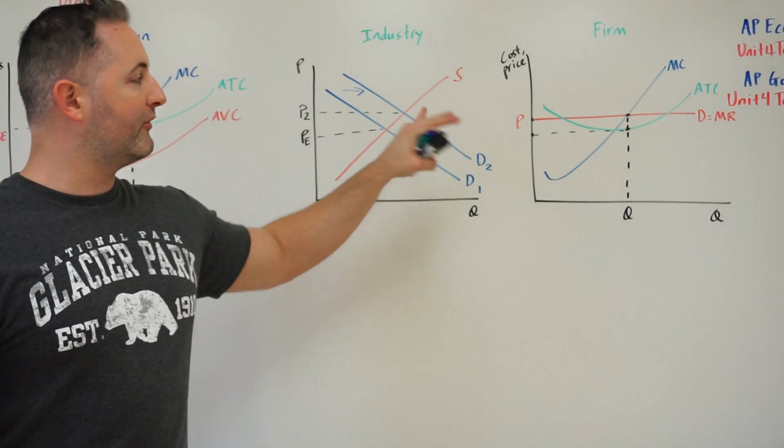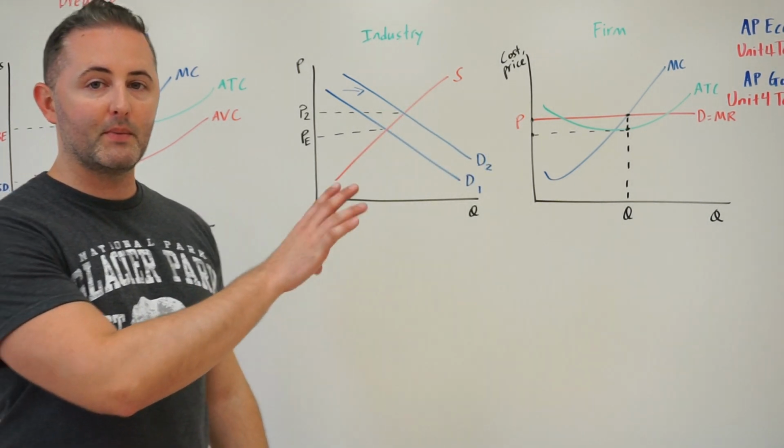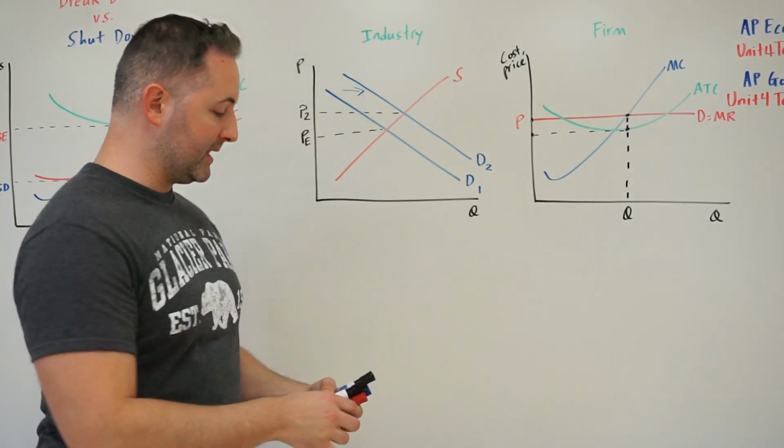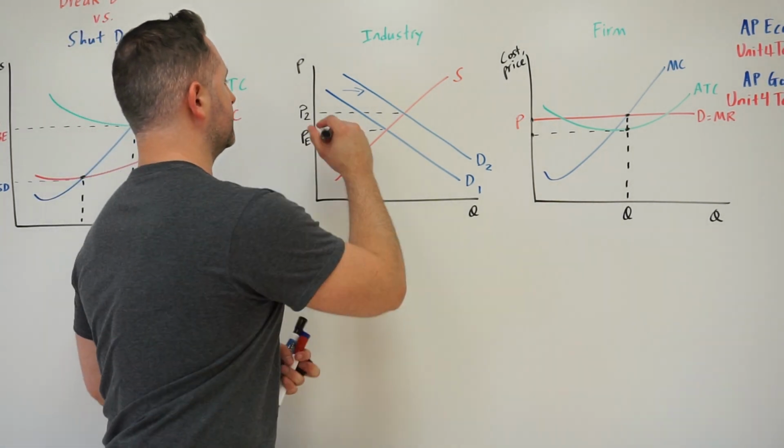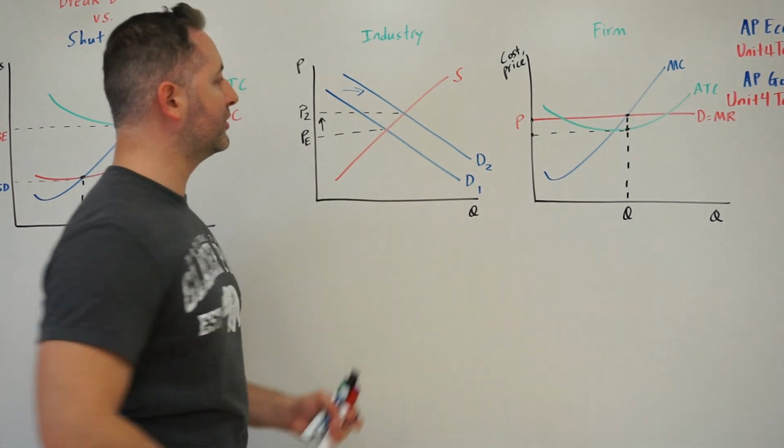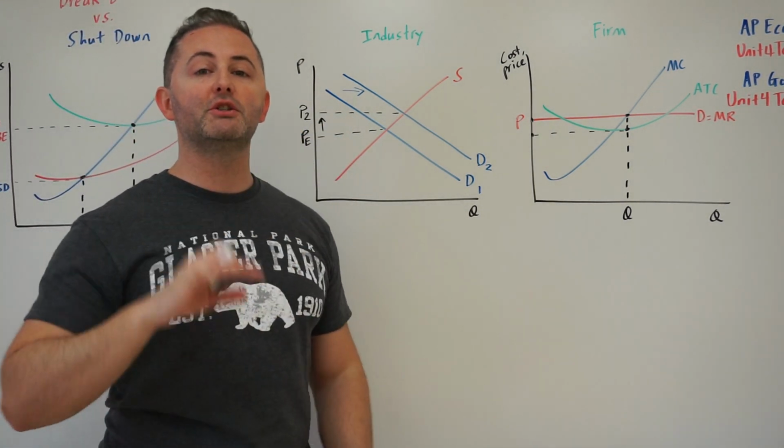Now the demand curve has already shifted before we're starting. So the demand curve has shifted, causing the price to increase. Let me just show that there. So the price has increased. So we have a higher price. That's for the industry as a whole.